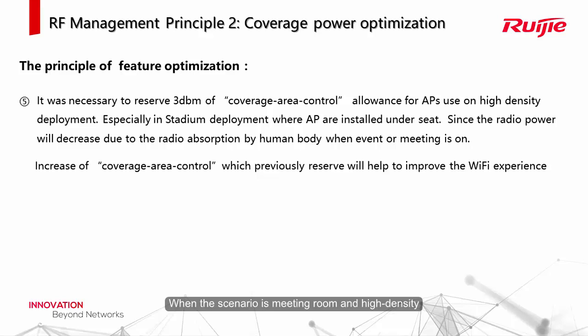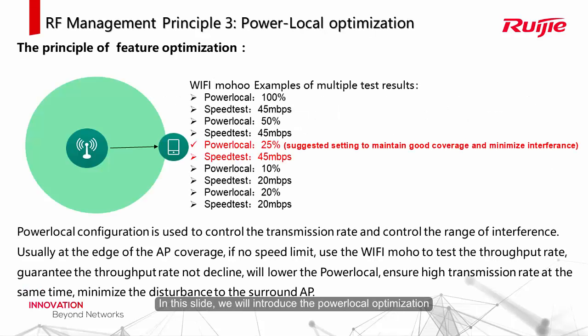When the scenario is a meeting room and high density, we usually install the AP under the seat. Considering radio absorption by the human body when an event or meeting is on, we usually reserve an extra 3 dBm for coverage area control. In this slide, we will introduce the power local optimization.